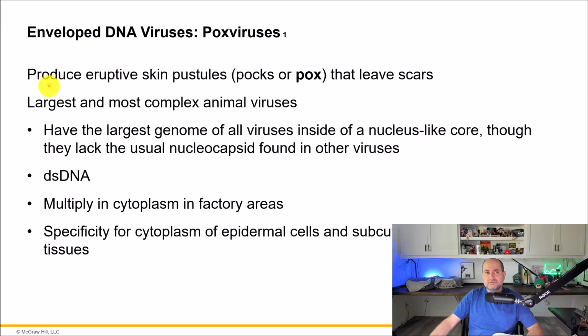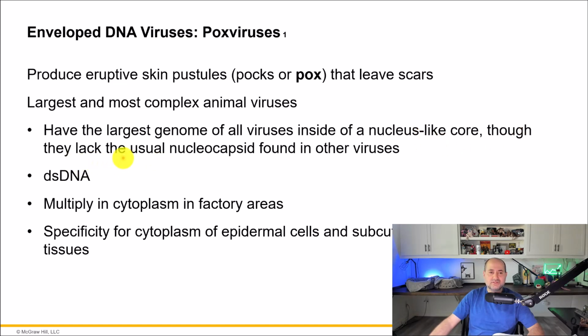So why not start with the enveloped double-strand DNA viruses, the Poxviruses? These Poxviruses produce eruptive skin pustules, or pox, that leave scars. These are the largest and most complex of the animal viruses. They are physically large. They also have the largest genome of all viruses, inside of what looks like a nucleus, this nucleus-like core. Obviously, it's not a real nucleus.